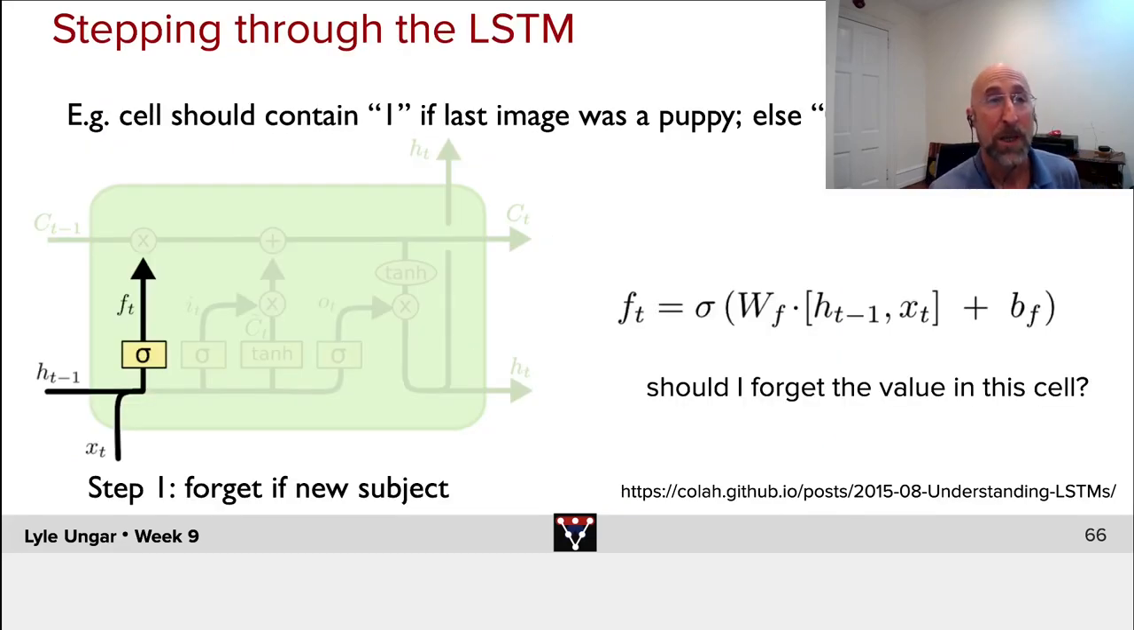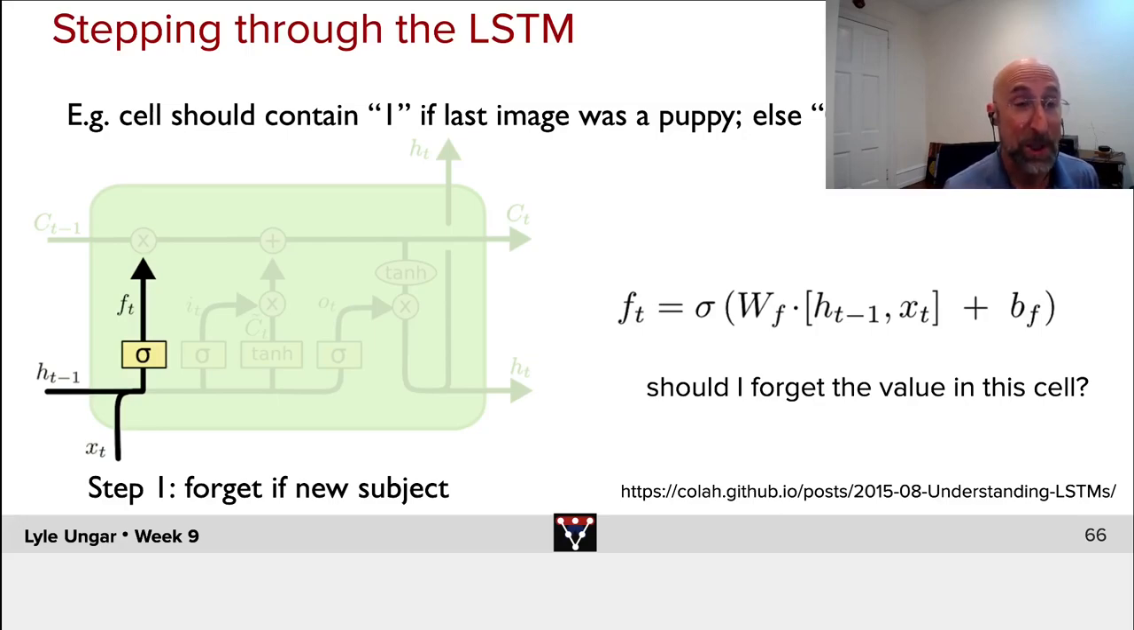So let's step through it. Imagine we have seen something and we want to store a one if the last image was a puppy or the last word was "puppy" or something, otherwise we store a zero. So we want to know, should we store something? We're going to take in our inputs, our current X and our hidden state from last time, and pass it through a function where we concatenate the previous hidden state h and the x, multiply it by a weight matrix, add a bias term, pass it through a sigmoidal unit, and we get something we're going to call a forgetting term, right?